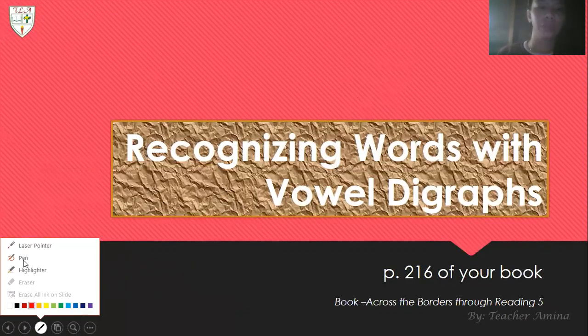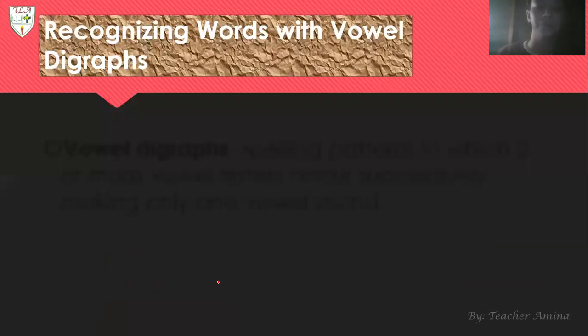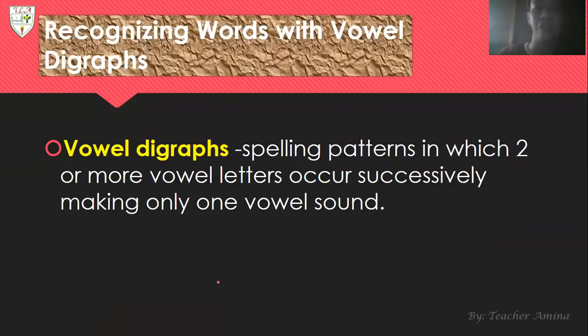Our first lesson is about recognizing words with vowel digraphs. So what is a vowel digraph? It is the spelling pattern in which two or more vowel letters occur successively, making only one vowel sound. So when the two letters are sounded as one.